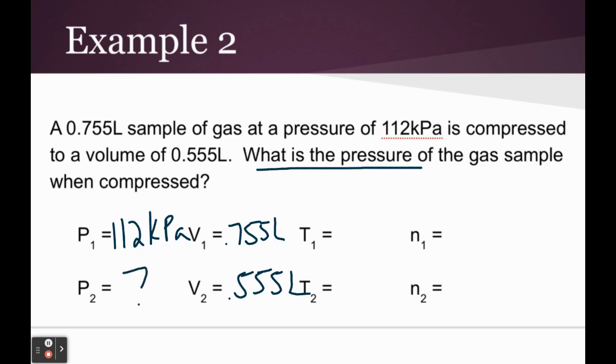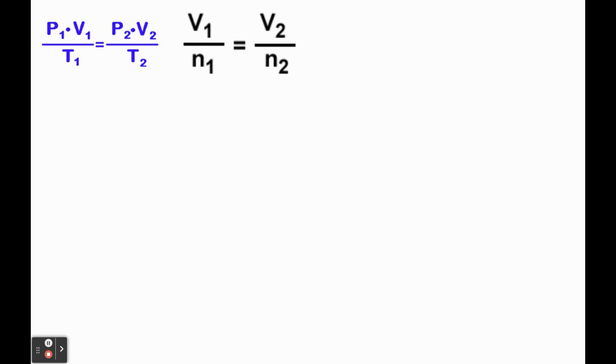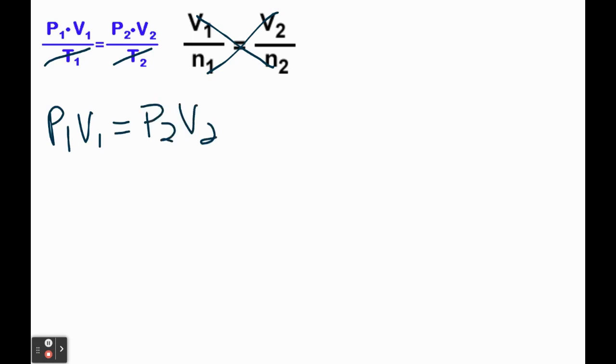So here, the problem does not mention temperature at all or moles at all. So our next step is to figure out which equation we're going to use. Again, the problem does not mention moles at all, so we're not going to use that one. The problem does mention pressure and volume. It doesn't mention anything about temperature, so we're going to drop temperature out of the combined gas law equation. And we will use P1 times V1 equals P2 times V2.